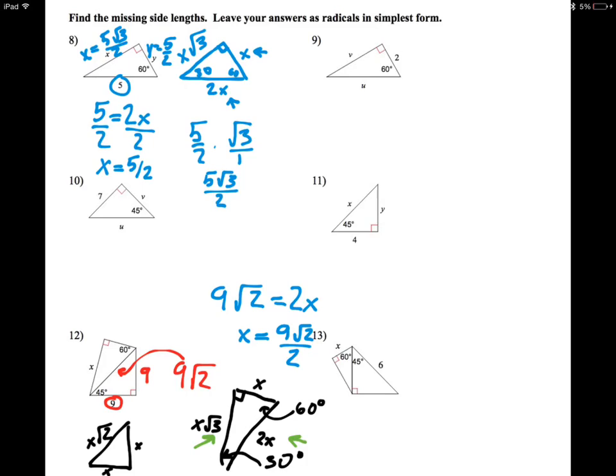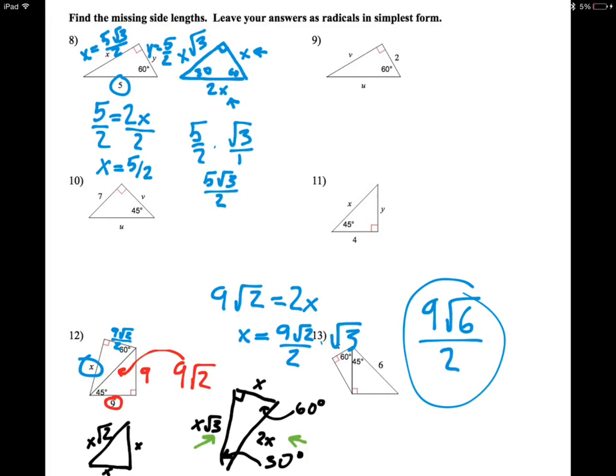And then I want the side that has x times the square root of 3. I could add this in here. I know this side is 9 root 2 over 2. And now I want to get this side. So I'm going to say, alright, multiply it by the square root of 3. So this times the square root of 3 is 9 root 6 over 2. And that's my final answer. 9 root 6 over 2, in simplest radical form. Excellent.